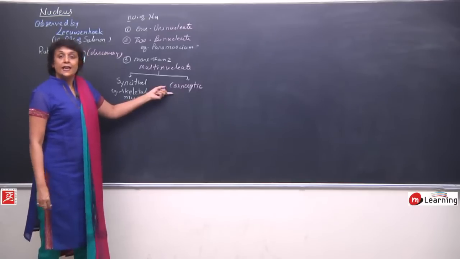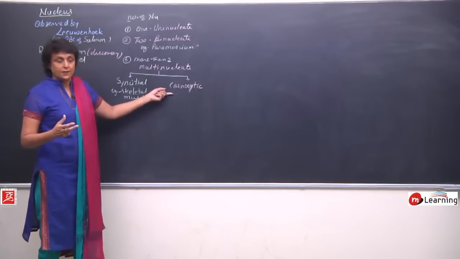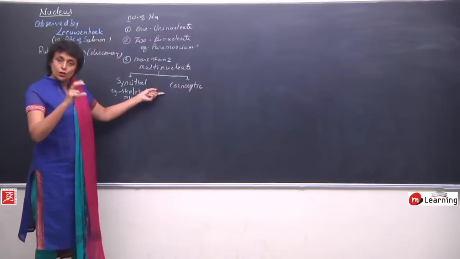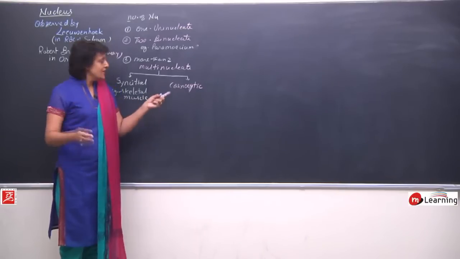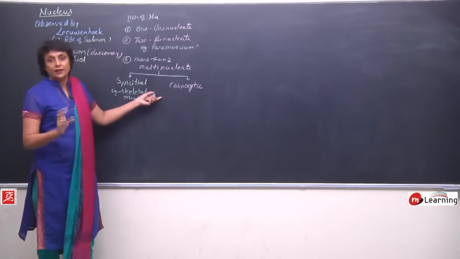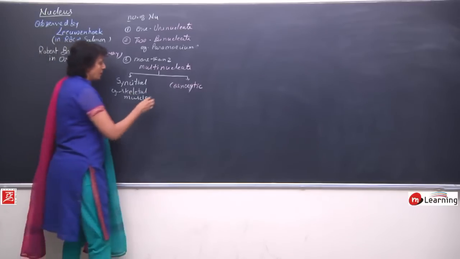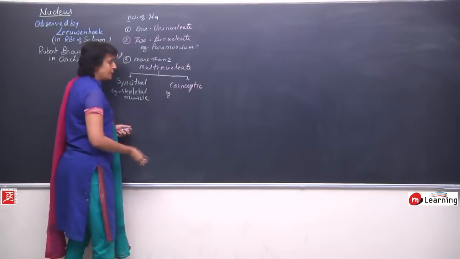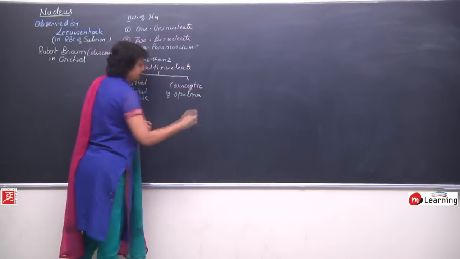Cenocytic cells are formed by multiple karyokinases. That means nucleus originally is one, it divides and it forms many nuclei. Cytoplasmic division does not take place. So originally only one, but by division it is multinucleate. Example, Opalina, which is a protozoan.